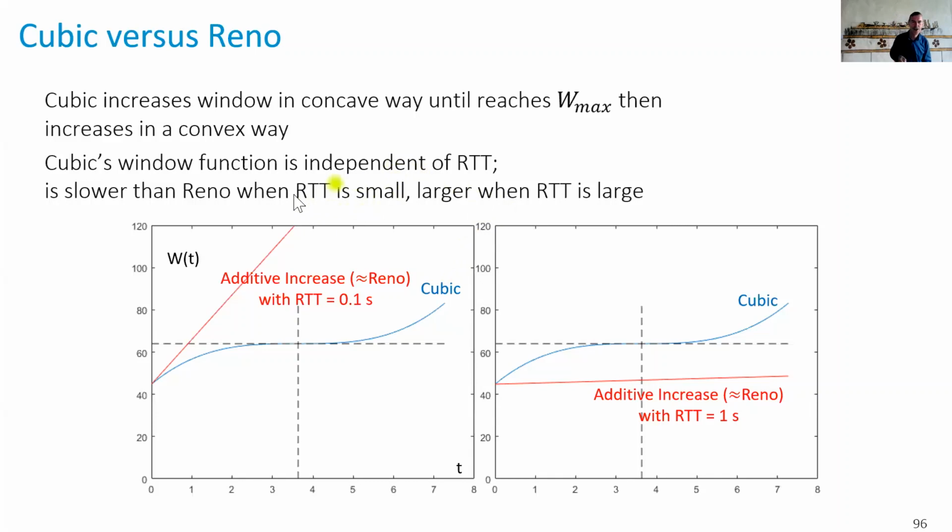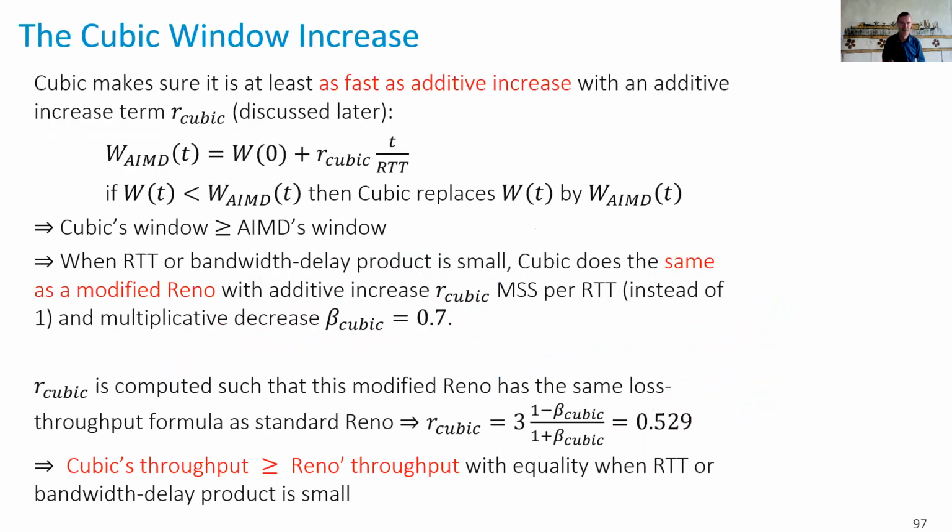However, when the RTT is large, it works well, and Cubic will increase faster. But when the RTT is small, it will be increasing slower. So Cubic wants to avoid this, so it wants to be faster, and it will make sure it's at least as fast as additive increase.